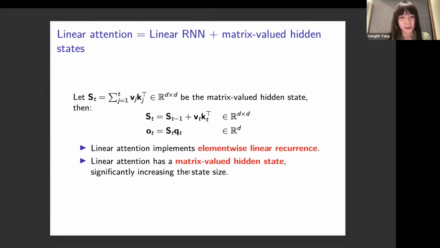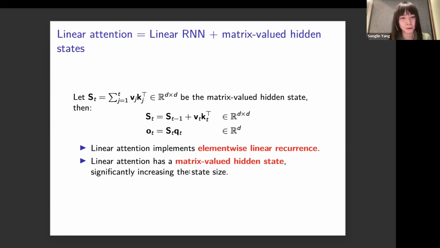So linear attention essentially implements attention as a linear recurrence, where the linear recurrence is a very simple cumulative sum. And linear attention has a hidden state S_T, which is a D by D matrix-valued hidden state. This is very different from traditional RNNs. For example, in LSTMs, the hidden state size is only O(D), where D is the input dimension. And for linear attention, its hidden state size is on the scale of O(D squared), which is significantly larger than in the case of LSTMs.